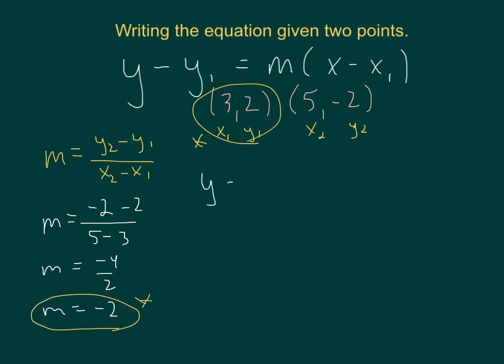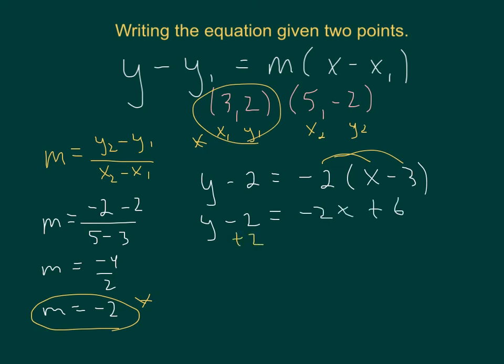Y minus my y sub 1, which is 2, equals slope negative 2 times my x minus x sub 1, which is 3. And then I'm going to distribute. So very carefully, y minus 2 equals negative 2x plus 6. I'm going to isolate y using my inverse operations. And for a final answer, I'm going to get y is equal to negative 2x plus 8. And that's our final equation.